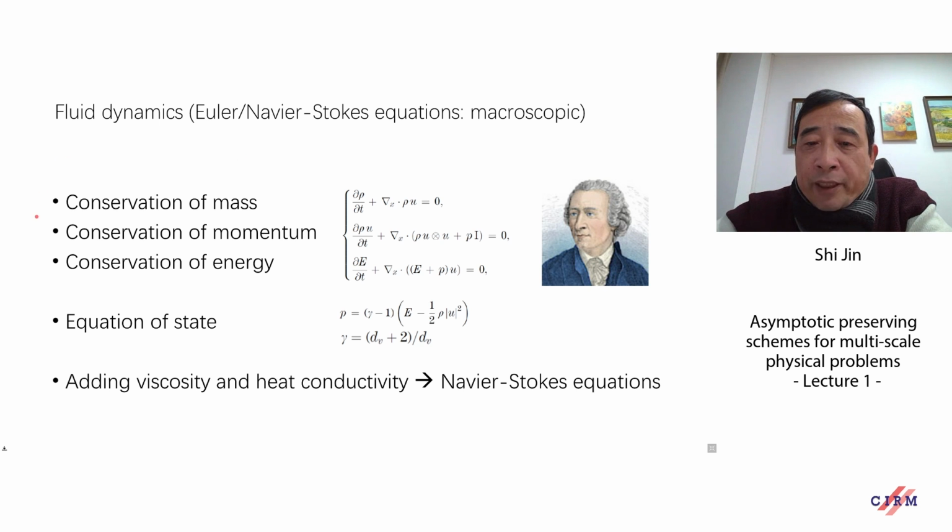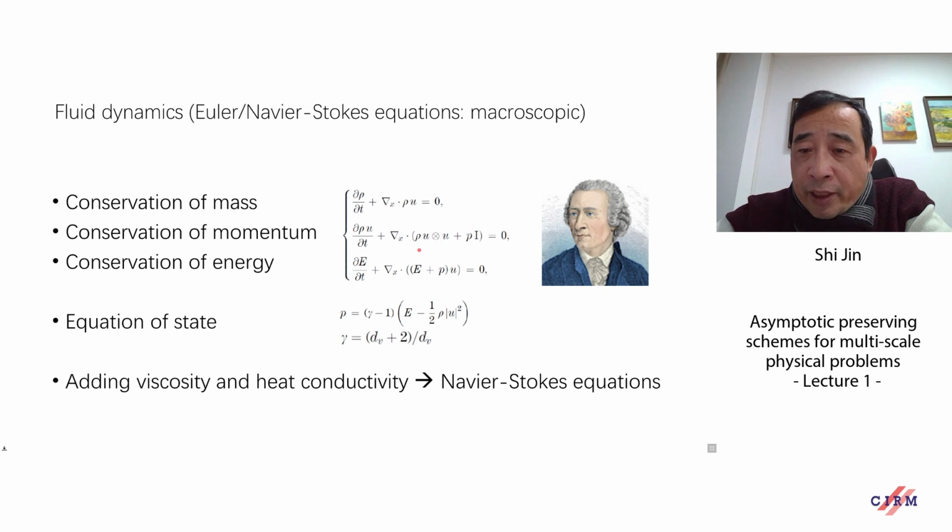So this equation basically has 2 components. First is 3 conservation laws: conservation of mass, conservation of momentum, and conservation of energy. So that's given by these nonlinear partial differential equations. Here rho is the density, rho times u is the momentum, u is the velocity, and E is the total energy. Of course, here it looks like 3 equations, but in 3D it is 5 equations because u is 3D.